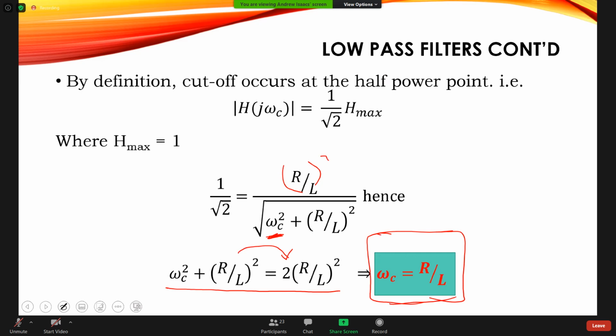Now, for that circuit that we just looked at, what does r over L represent? Anybody? What would r over L represent? The inverse of the time, the inverse of tau. The time constant, yes. So the cutoff frequency occurs at 1 over tau. All right, we finish with this?